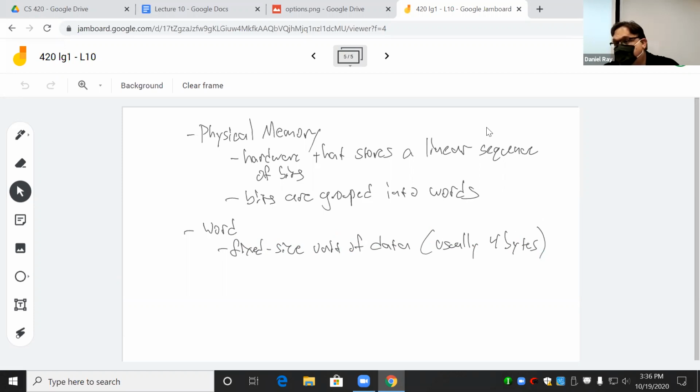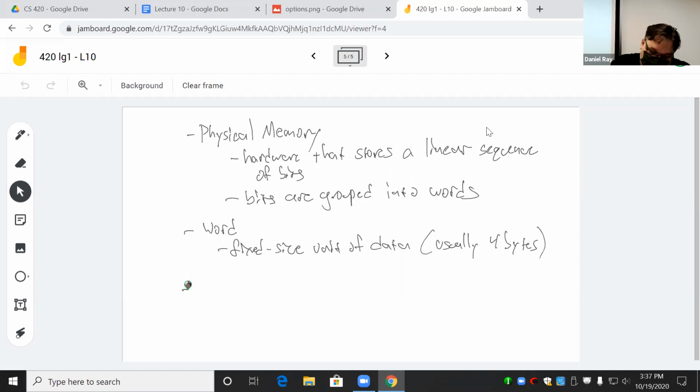8 bits in a byte, 4 bytes is 32 bits. So sometimes it's 8 bytes, especially if you've got a 64-bit system. But it doesn't have to be that much. It could be 1 byte, for instance. It's all in the architecture.